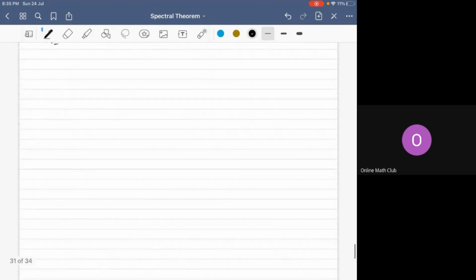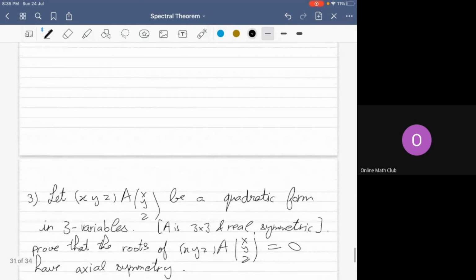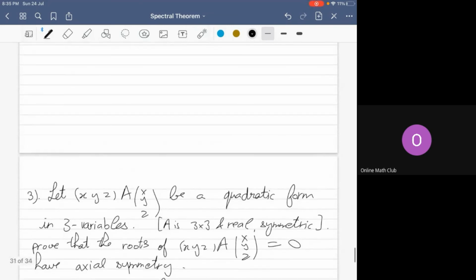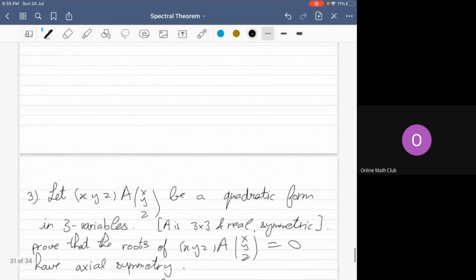Okay. So, using the exact same procedure, we can deduce symmetries about other things. So, okay, try this problem.